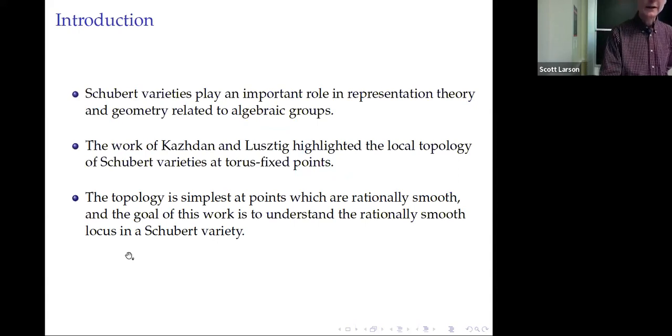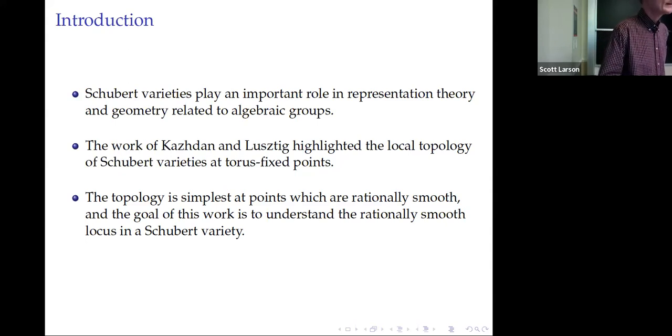Okay. So anyway, this is just the general blurb at the start: Schubert varieties. I'll say a little bit about what they are. Probably most of you know something about them, but they're quite important in representation theory and geometry. And Carrell and Peterson made a very famous paper where they highlighted the local topology of Schubert varieties at torus-fixed points. And so these are points which are rationally smooth, and the goal of this work is to understand the rationally smooth locus in a Schubert variety.